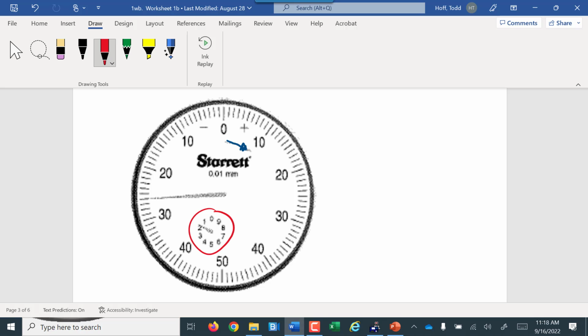What's that telling us? It's gone around at least one. It's gone around once and not quite twice. So that's 1 full millimeter. This is 50, 60, 70, 1, 2, 3, 4. So 1.74 millimeters is how far that's deviated, positive.